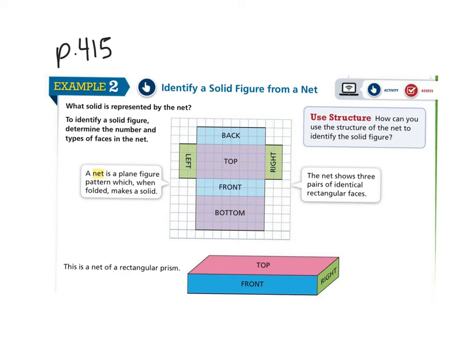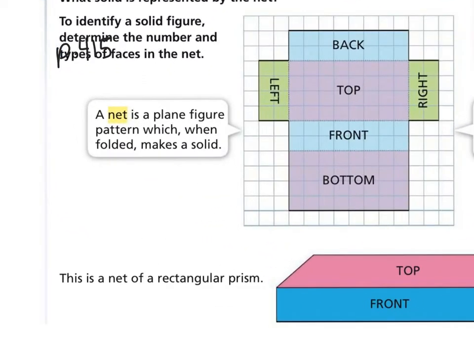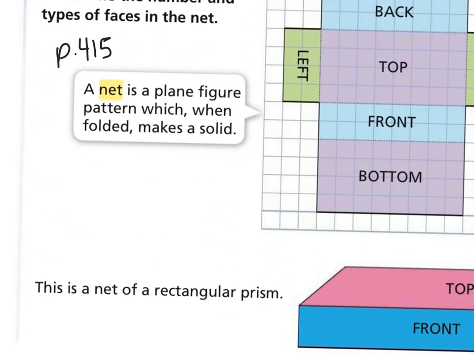You look at page 415, example 2. It asks what solid is represented by the net. So again, making sure we understand what we're trying to find here. The net is a plane figure pattern which, when folded, makes a solid.